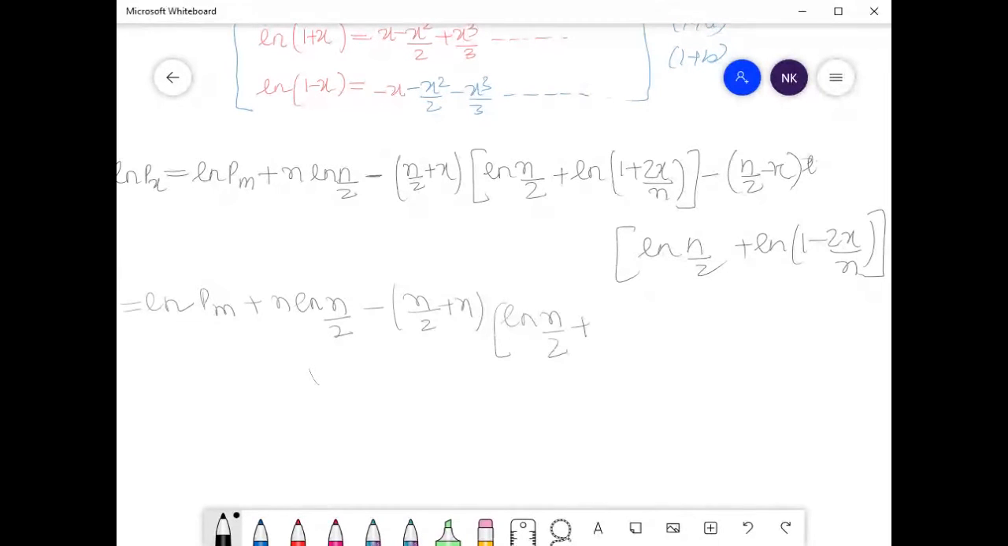Can I apply Taylor theorem here? So if I apply Taylor here, what will I get? 2x plus n, what am I going to get? 2x upon n. This is the Taylor expansion: 2x upon n minus 2x square upon n square, and so on. I'm going to neglect the higher values. Okay, then minus, what do I get? Minus n by 2 minus x.